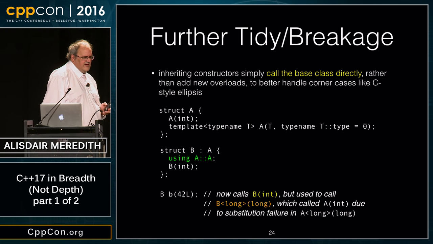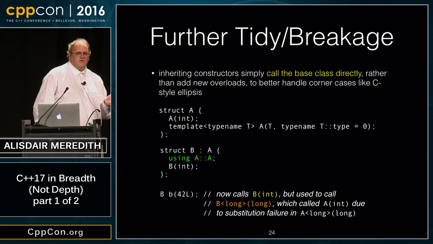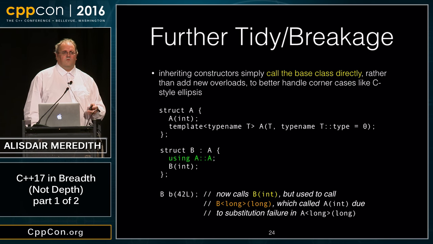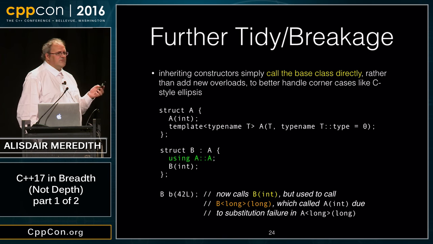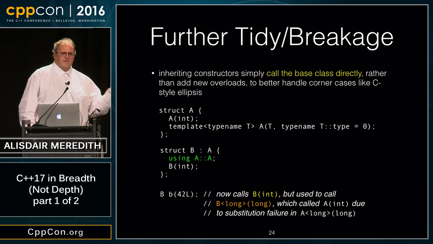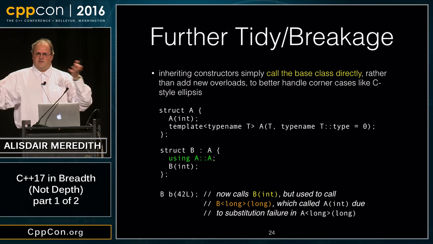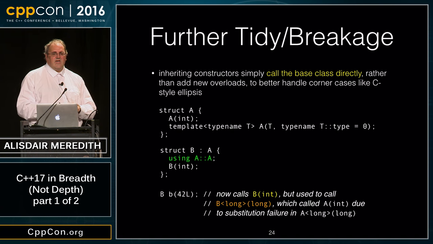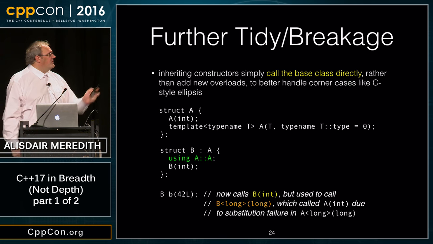Additional tidying and breakage. Inheriting constructors were a feature we introduced in C++11, and they continue to churn a small variety of corner cases and bug reports. One of the classic ones was we couldn't actually have an inheriting constructor for a constructor that used a C-style ellipsis. That just didn't work in the grammar nicely. So we're changing the rules to say, this should work largely the way it worked before, but it will clean up some corners and just work better for you.